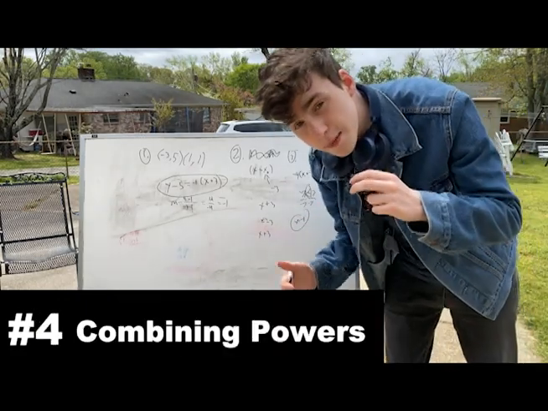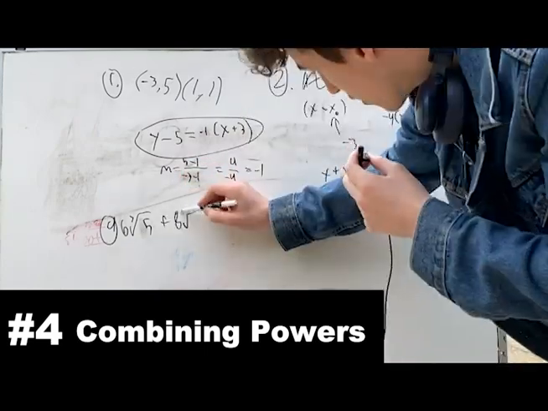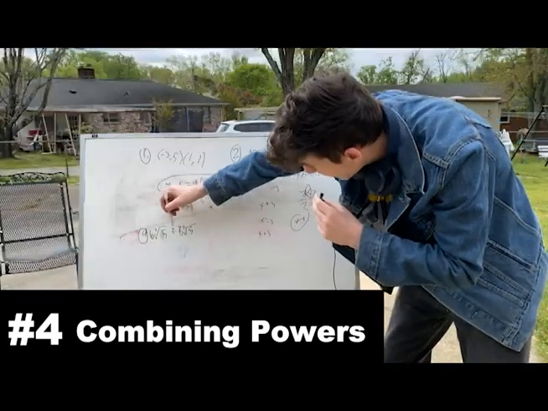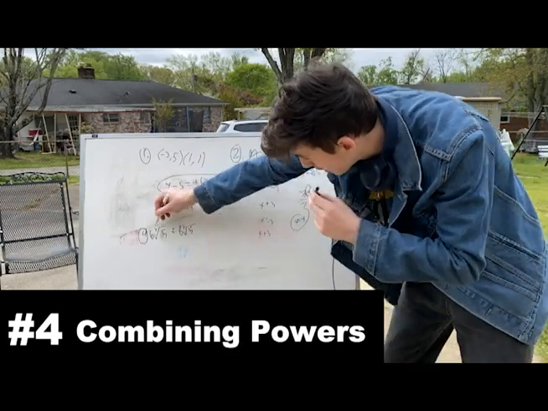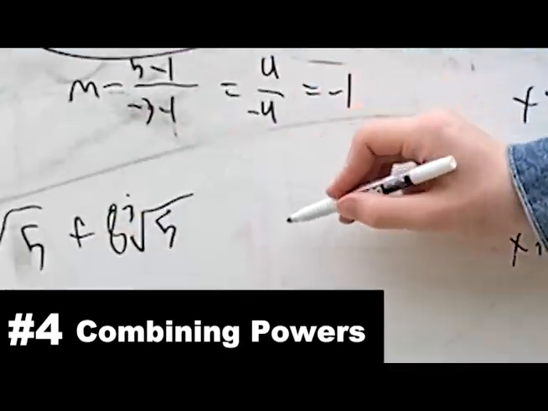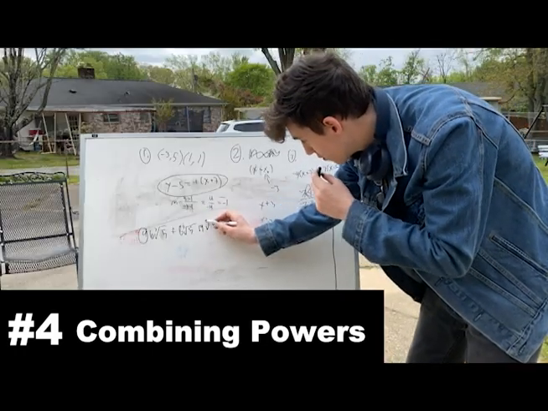Number 4, combining powers when adding roots. In the problem, 6 cube root 5 plus 8 cube root 5, you don't actually add these 3's here. You don't add the powers. You actually just add the front numbers. And this also stays the same. So it's actually 14 cube root 5.